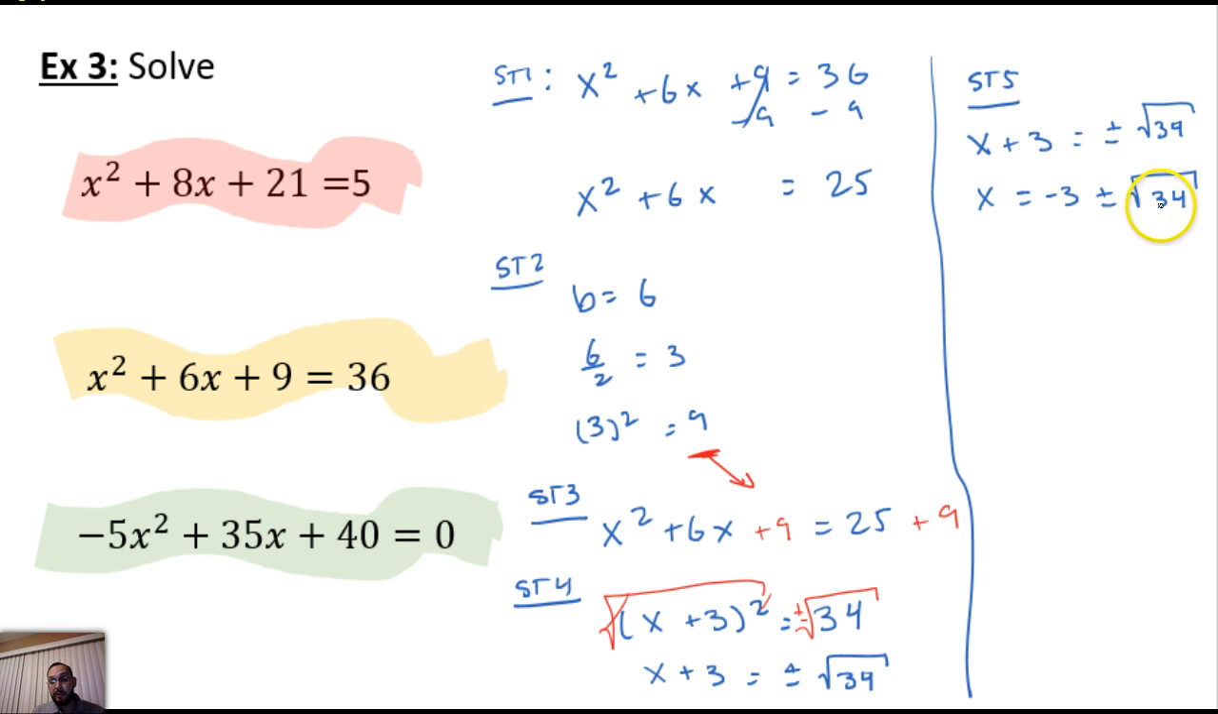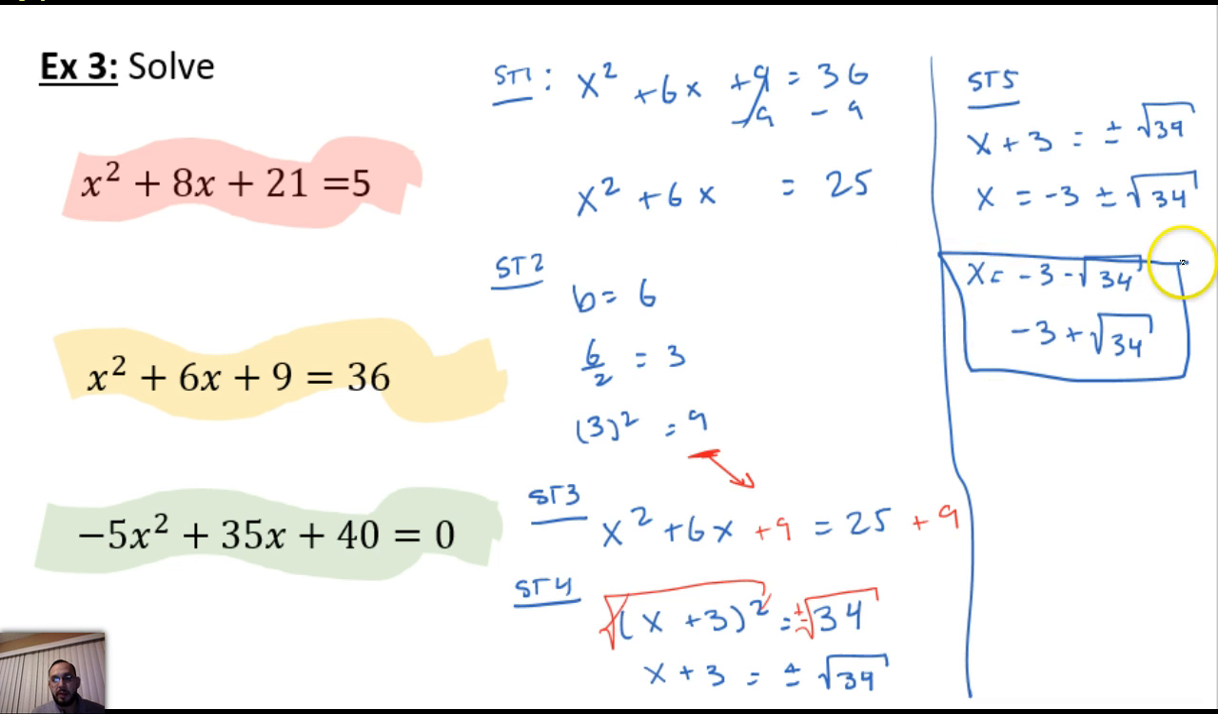Now we try to break up 34, looking for a perfect square factor. We quickly notice that 34 doesn't have any perfect square factors. The only factors of 34 are 2 and 17. So that gives us 2 solutions: x is equal to negative 3 minus the square root of 34 and negative 3 plus the square root of 34. That would be our yellow solution.